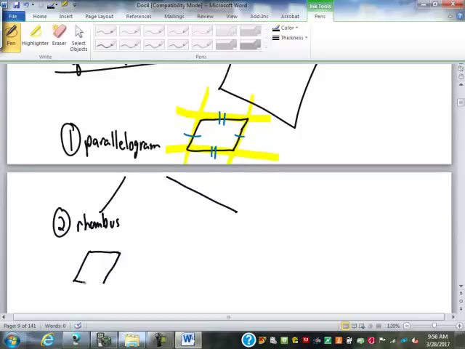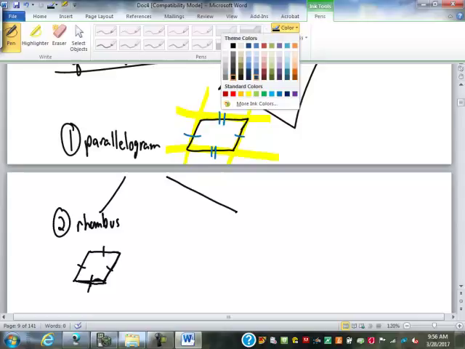A rhombus is a parallelogram where all four sides are equal. So we can keep the angles, but we make all the sides equal.